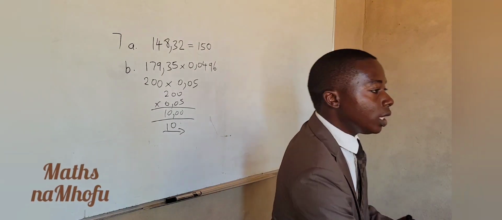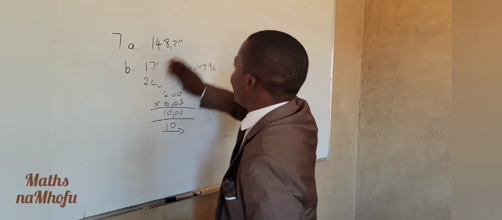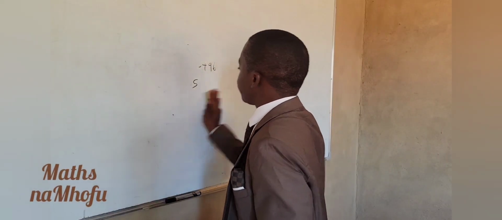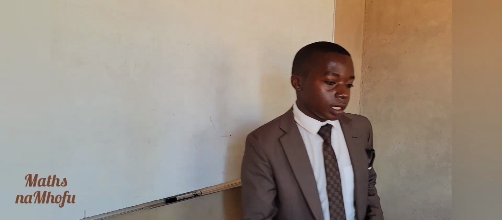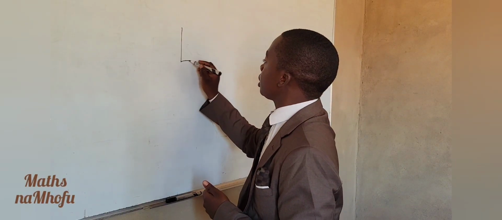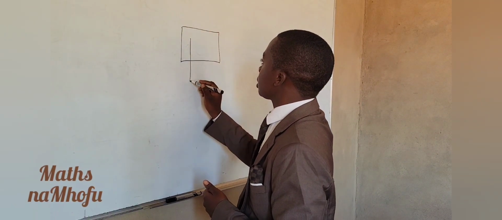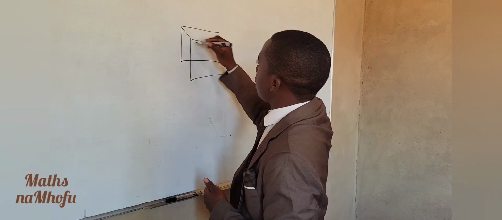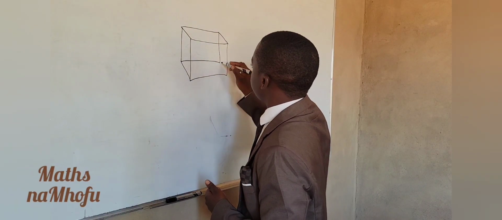Number 8. A solid cuboid measures 5 centimeters by 2 centimeters by x centimeters. Form an expression in terms of x for the total surface area of the cuboid. For you to understand how we formulated the equation, you have to understand the physical qualities, or should I say characteristics, of a cuboid. Remember, a cuboid is like this. It's a box like this.